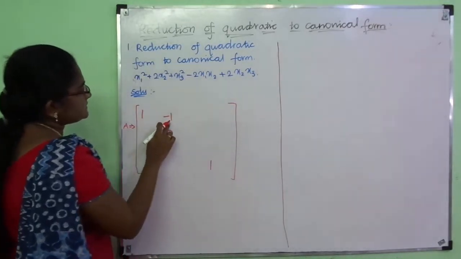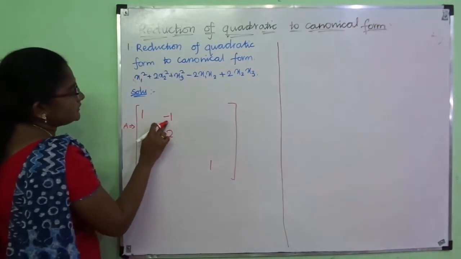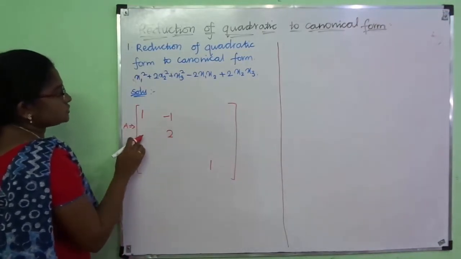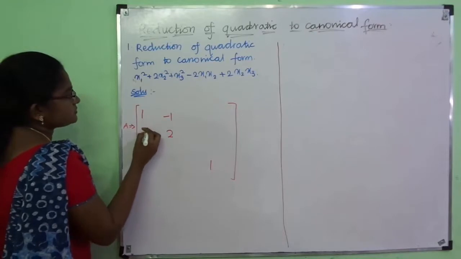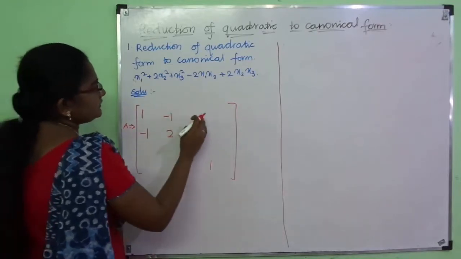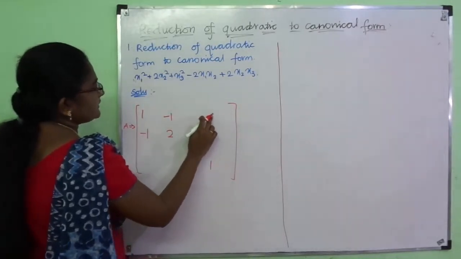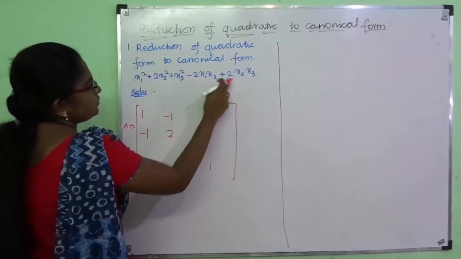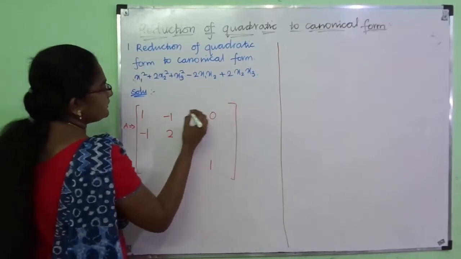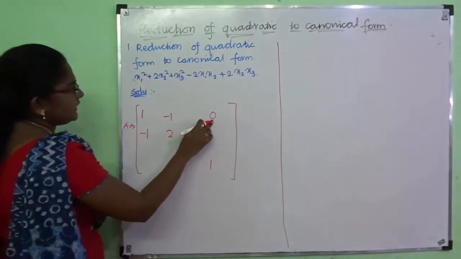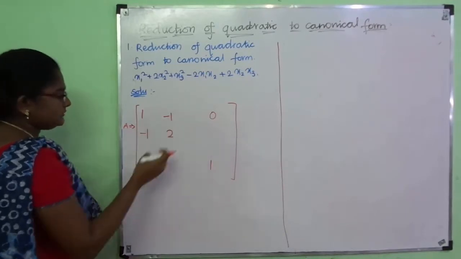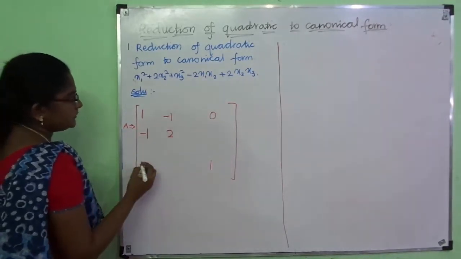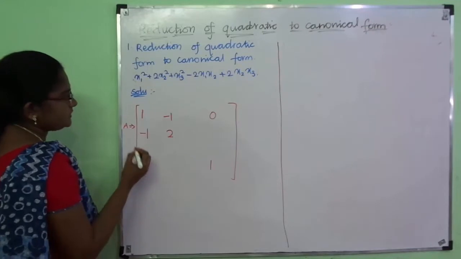And then as the matrix is symmetric, the x1 x2 and x2 x1 entries will be the same. So I'm writing it here. Then the third term, the x1 x3 term. Here there is no x1 x3 term, so we are writing it as 0. As there is no x1 x3, the equivalent value x3 x1 will also be 0.